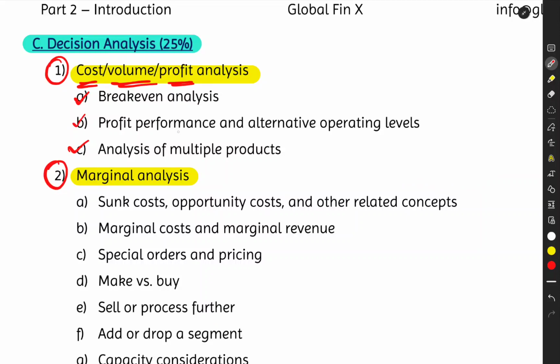And second one is profit performance and alternative operating levels. So basically here we'll talk about how many units you should produce to make a desired level of profit. Like the manager asks you, I want $10,000 profit this month, then how many units I should sell, all that stuff.